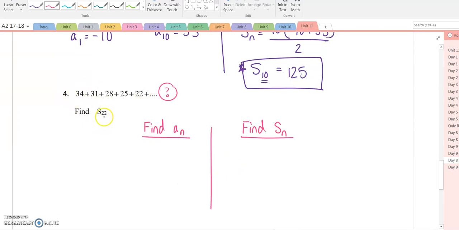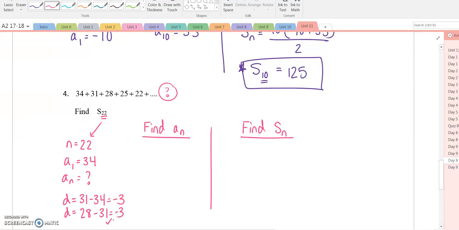Okay, so here, again, I know some information. I know n is 22. I know the first term is 34. I don't know a sub n, so I'm going to find it using my formula. And that means I need to know d, so I'm going to find d. 31 minus 34, that's negative 3. And just to double check, 28 minus 31, also negative 3. So I can find a sub n, or in this case, a sub 22. Okay, 34 plus parentheses 22 minus 1, times negative 3.